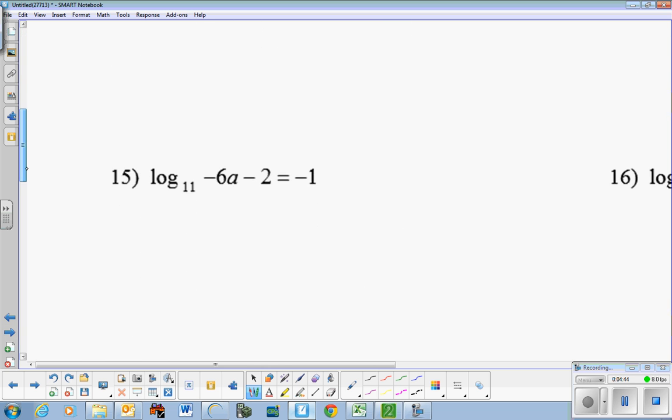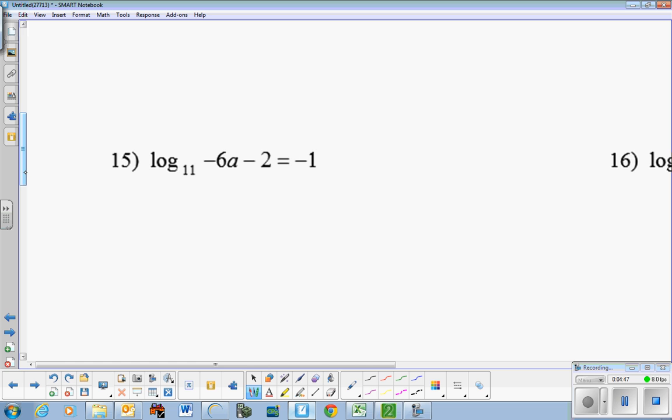Okay, let's do 15. Log base 11 of negative 6a minus 2 equals negative 1. Isolate the log expression. Add 2 to both sides to do that. Log base 11 of negative 6a. That's a little confusing without parentheses around it, but we are taking the log of negative 6 and a together. And now the right-hand side is 1 after I add 2 to both sides.